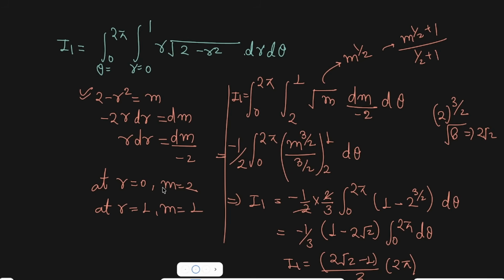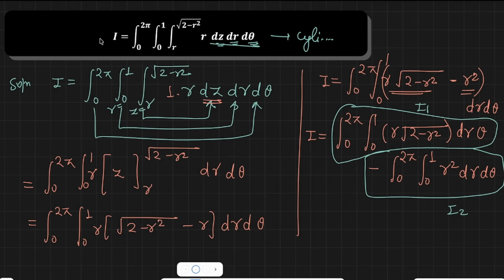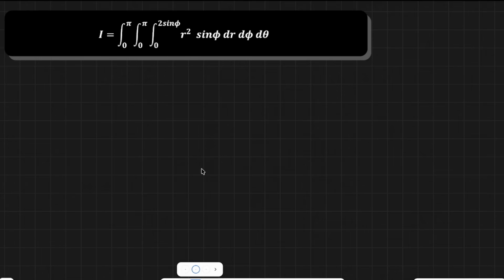This is all about the integral already given in the cylindrical form. Then you have to solve using this coordinate. Now what if it is given like this? Now you see it is given r, phi, and theta; this is dr, d phi, d theta. This is something called the spherical coordinate system. How to solve this spherical coordinate system?